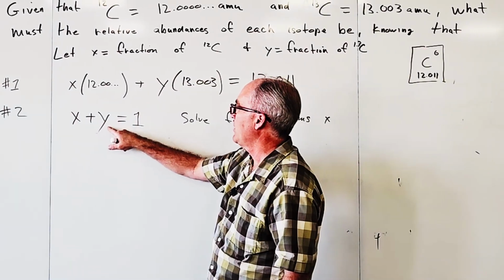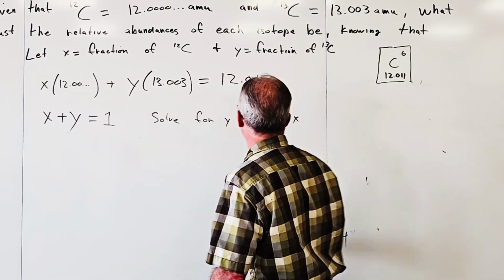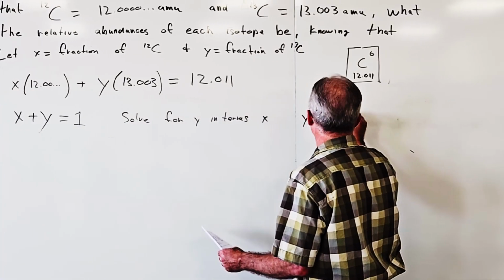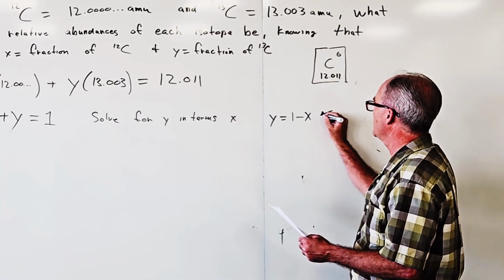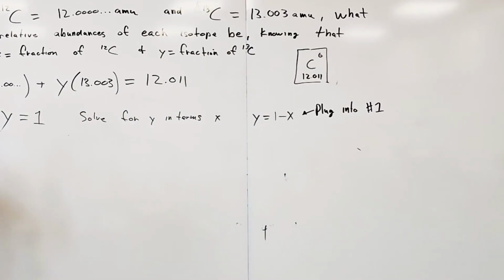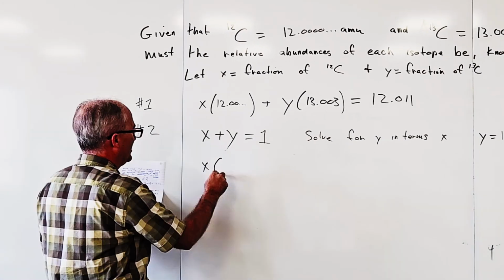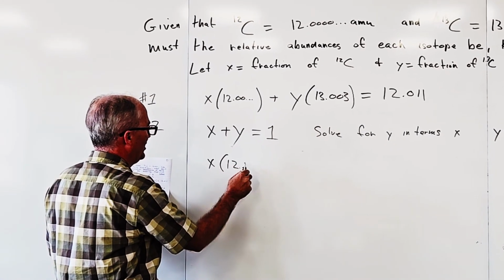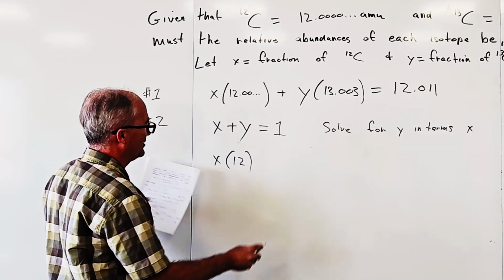So I'm going to say y equals, I subtract x from each side, so I get something that looks like that. Then I'm going to take this equation and plug that into equation number 1. So then I'm going to have something that looks like this: x times 12. I'm going to just get rid of those zeros.